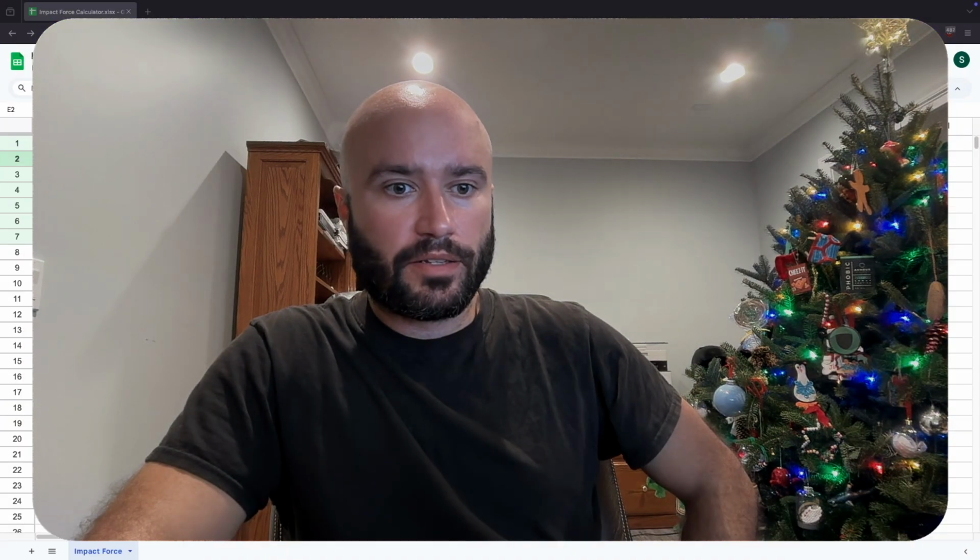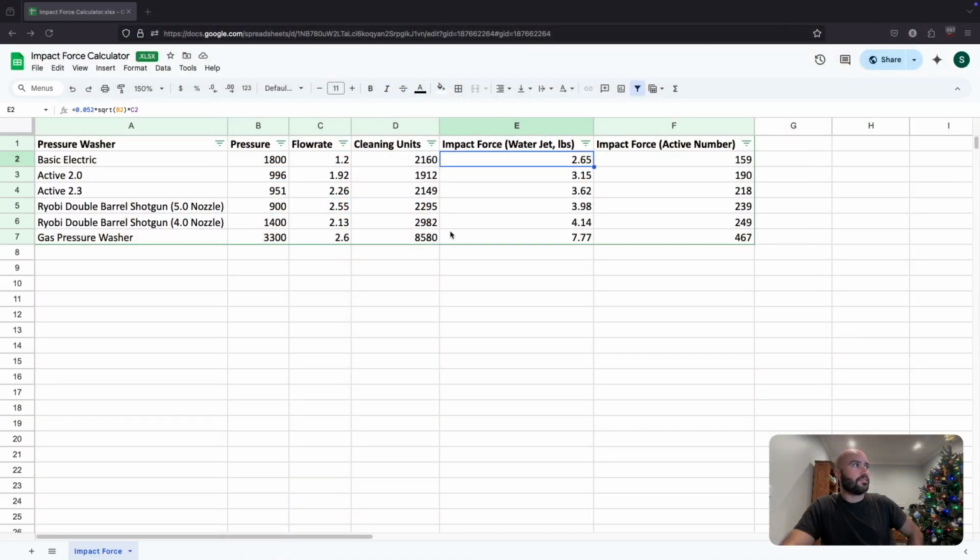In fact, I will show you something here. I went ahead and, hopefully this can help you out a little, I actually made a little calculator that uses this. So if you plug in pressure and flow rate, it spits out cleaning units, which I love because this is actually the most useless column. But it does give you an idea of how much power is being used.